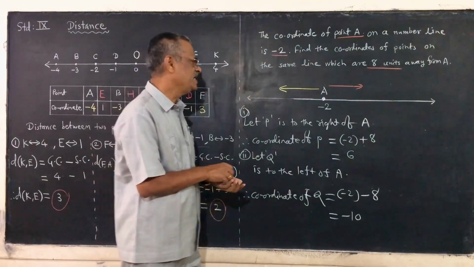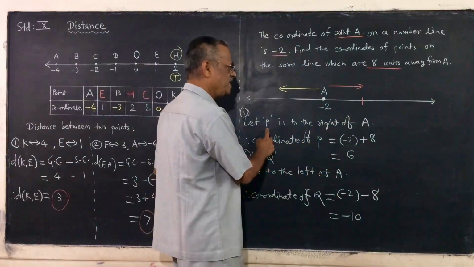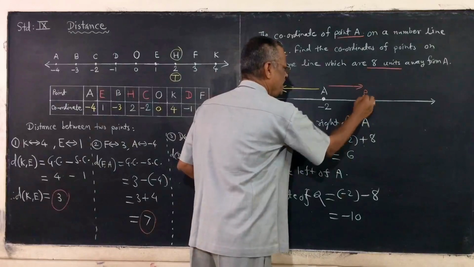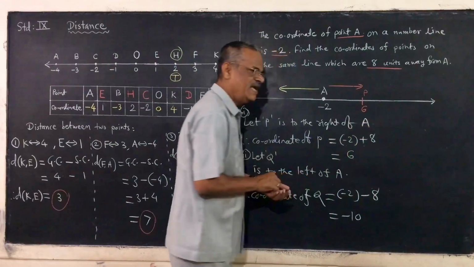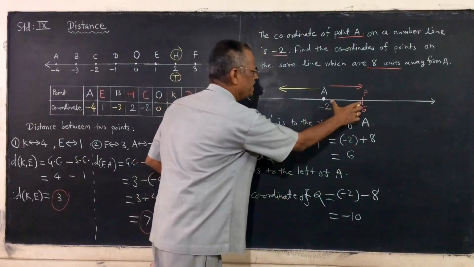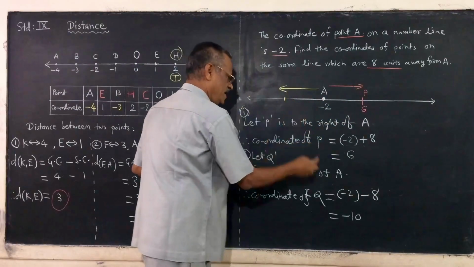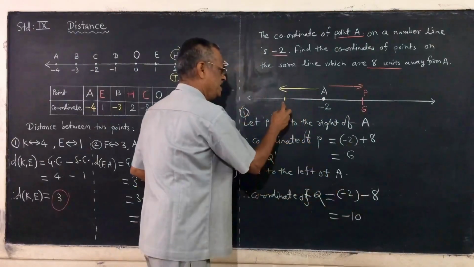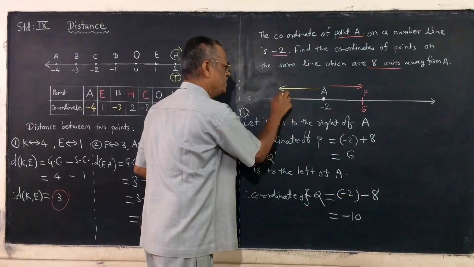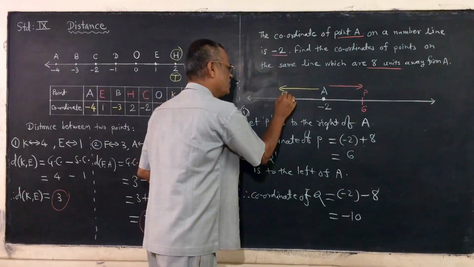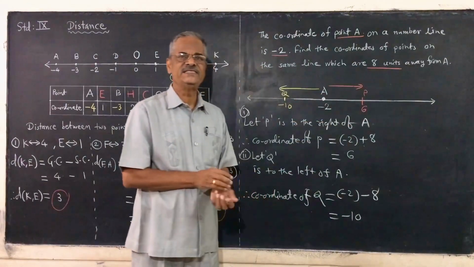You can see that if you are going to the right hand side, and the name of that point is P, minus 2 plus 8 will be 6. And if you are going to the left hand side, minus 2 minus 8 will be minus 10. And the name of the point is Q. Q is to the left hand side and P is to the right hand side.